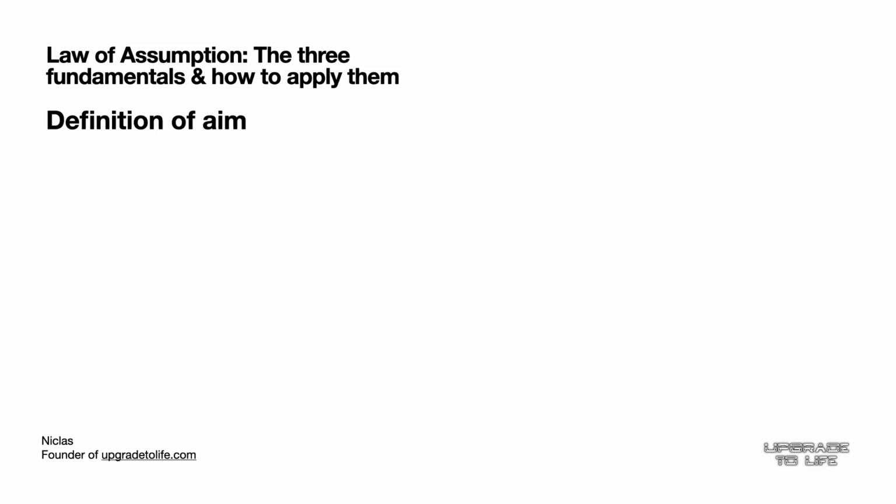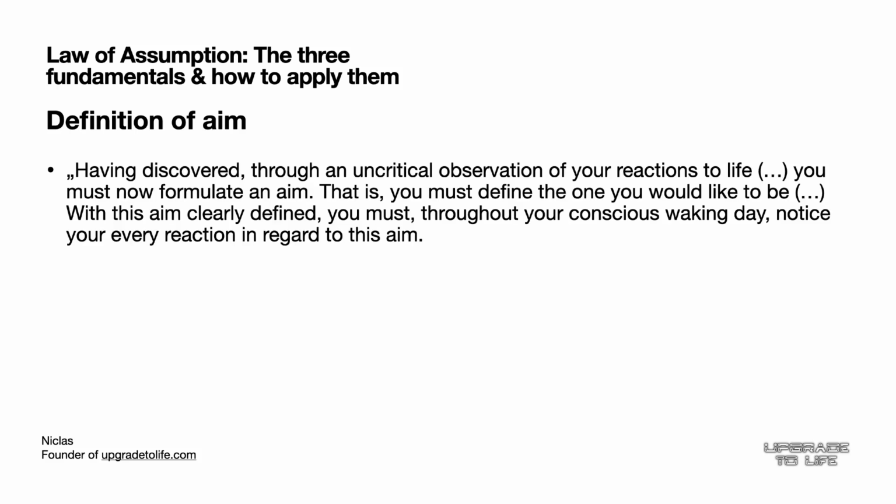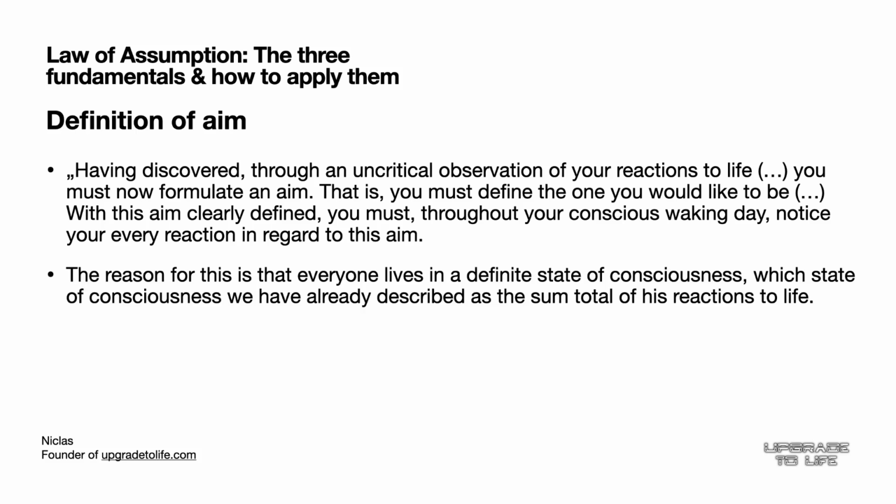So let's continue with step 2, the fundamental 2, which is definition of aim. And Neville says, having discovered through an uncritical observation of your reactions to life, you must now formulate an aim. That is, you must define the one you would like to be. With this aim clearly defined, you must, throughout your conscious waking day, notice your every reaction in regard to this aim. Okay, I will continue, then I'm going to explain that.